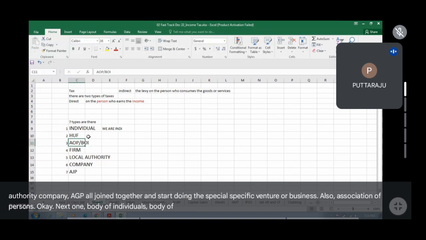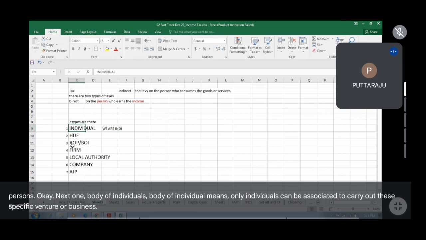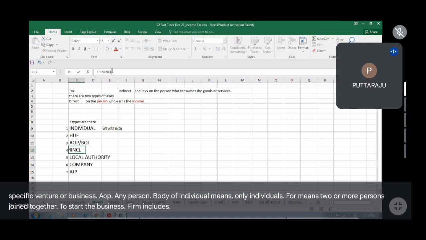Next one, body of individuals. Body of individuals means only individuals can be associated to carry out the specific venture or business. AOP, any person. Body of individuals means only individuals. Firm means 2 or more persons join together to start the business. Firm includes LLP.